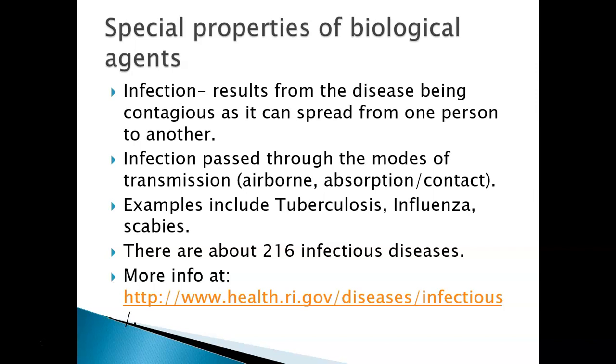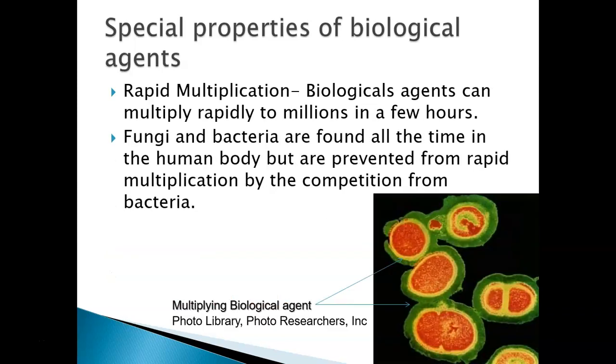There are about 216 infectious diseases in the world, and perhaps a little bit more with the novel coronavirus anyway. Another property of biological agents: the agents can multiply rapidly to millions in a few hours. Fungi and bacteria are found at all times in the human body, but are prevented from rapid multiplication by the competition from good bacteria that you may have in your body.